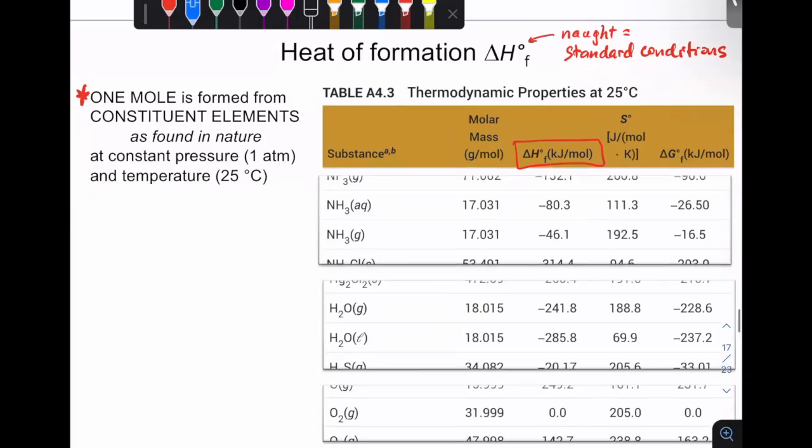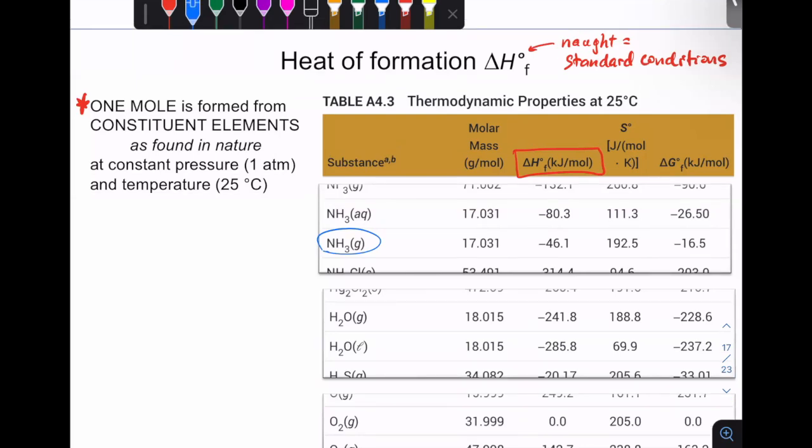So let's take a look at this. Let's look at the NH3. Oops, I circled the wrong one. I want NH3 as a gas, as you find it as a gas, not an aqueous solution. Let's just write out what the reaction would be. How would we form NH3? What are the natural elements of NH3? Nitrogen and hydrogen. So we're going to have nitrogen.